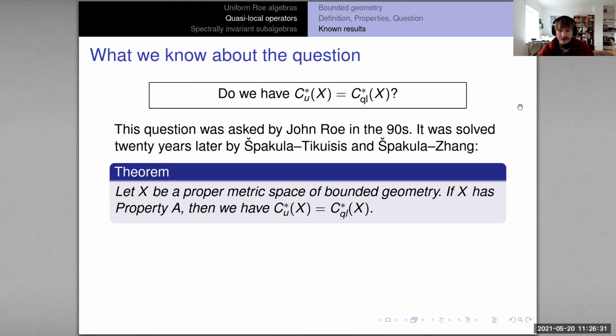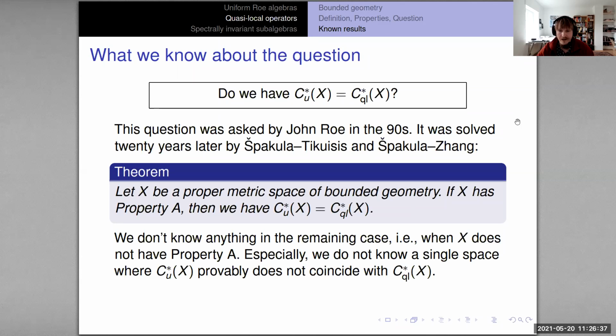But it was, as I said, a hard problem. It took more than 20 years to prove actually any such result. And we still don't know anything in the remaining case. So that's, as far as I know, completely open. So if X does not have property A, we just don't know what happens. Especially we don't know a single space where the answer is negative. So we don't know a single quasi-local operator which is not in the uniform row algebra. So that's currently a completely open question on this topic.